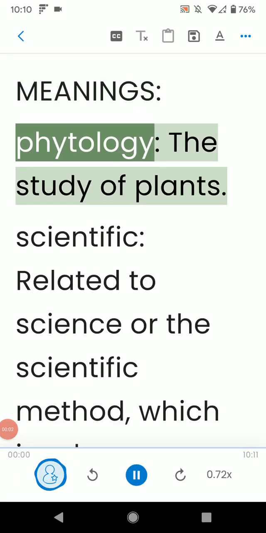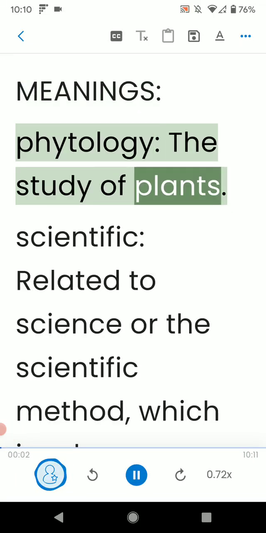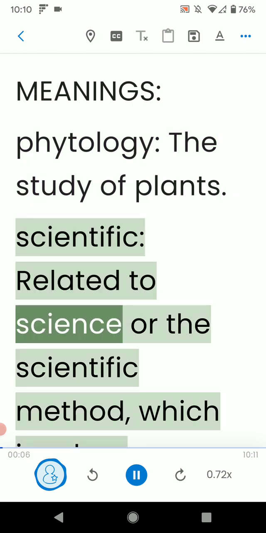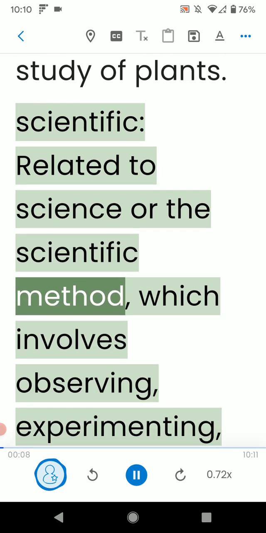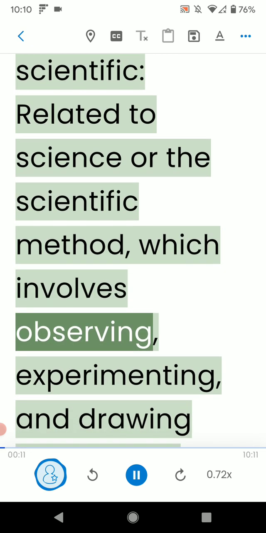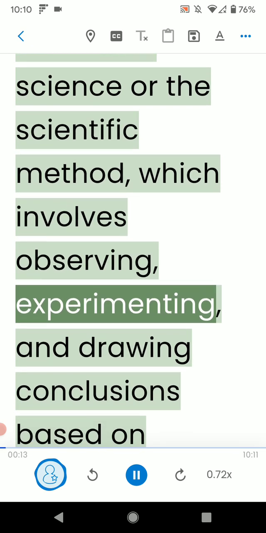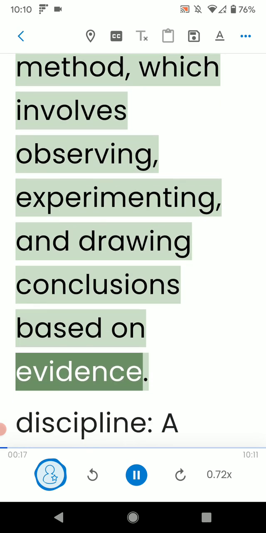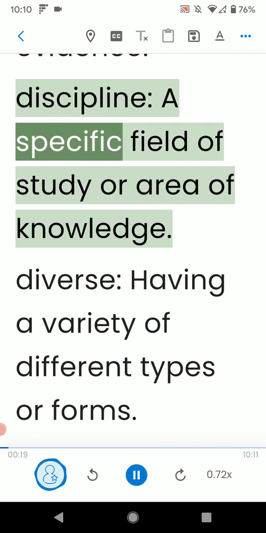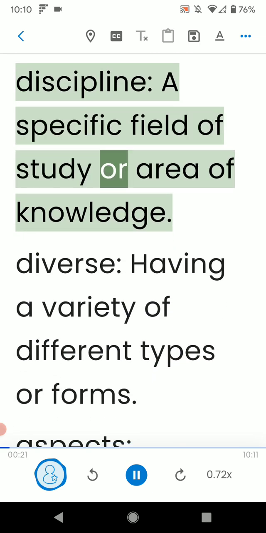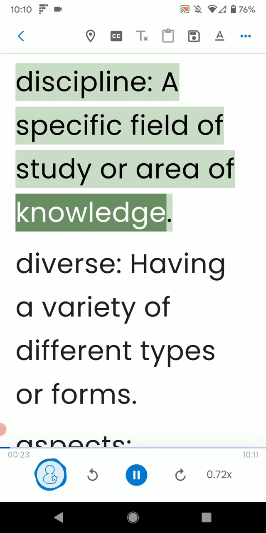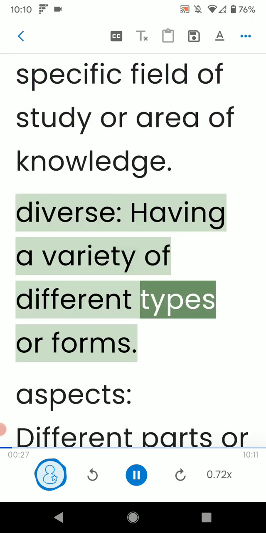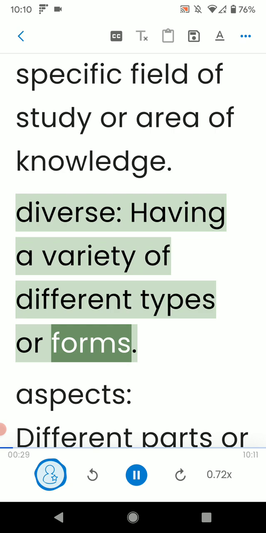Meanings: phytology, the study of plants. Scientific, related to science or the scientific method, which involves observing, experimenting, and drawing conclusions based on evidence. Discipline, a specific field of study or area of knowledge. Diverse, having a variety of different types or forms.